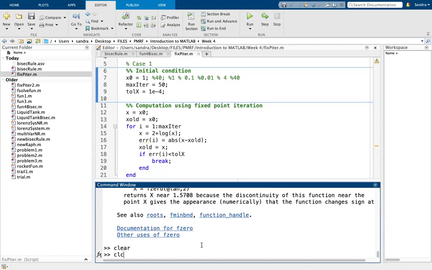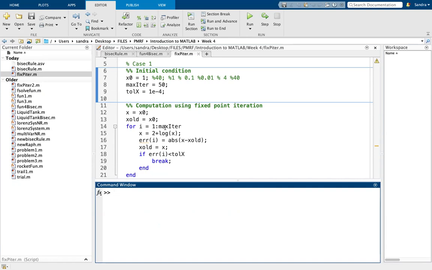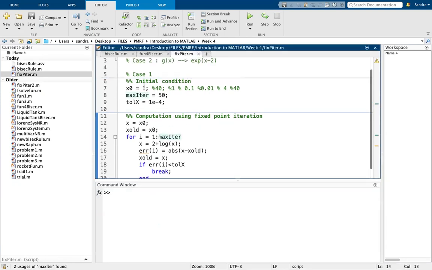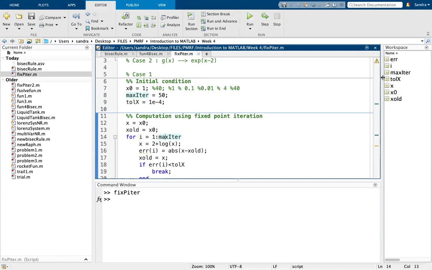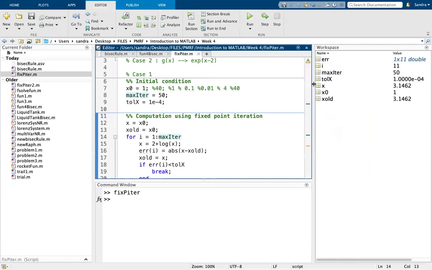Clear, clc. When my initial value is 1, here you can see the values. Though the maximum iteration is 50, my loop only ran 11 times. Why? At the 11th iteration, the error went below the threshold, so I broke out of the loop.